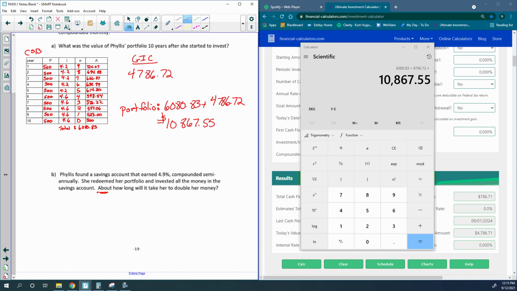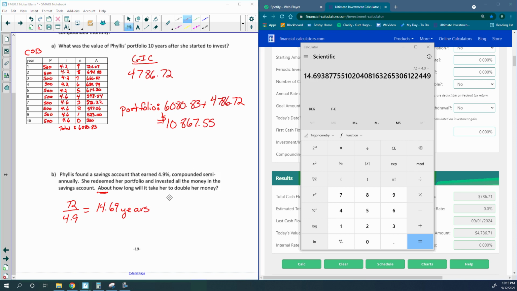So if we're doing about how long it will take her to double her money, we're just using the rule of 72. So we don't really care how much she actually made or anything like that. We're just going to use the rule of 72. So you take 72 divided by the interest rate of 4.9. And so 72 divided by 4.9 equals 14.69 years.